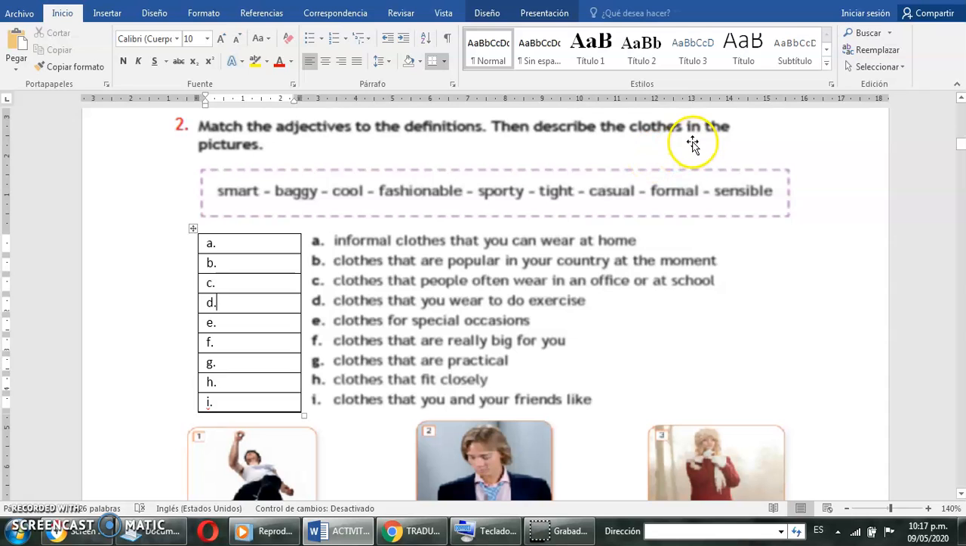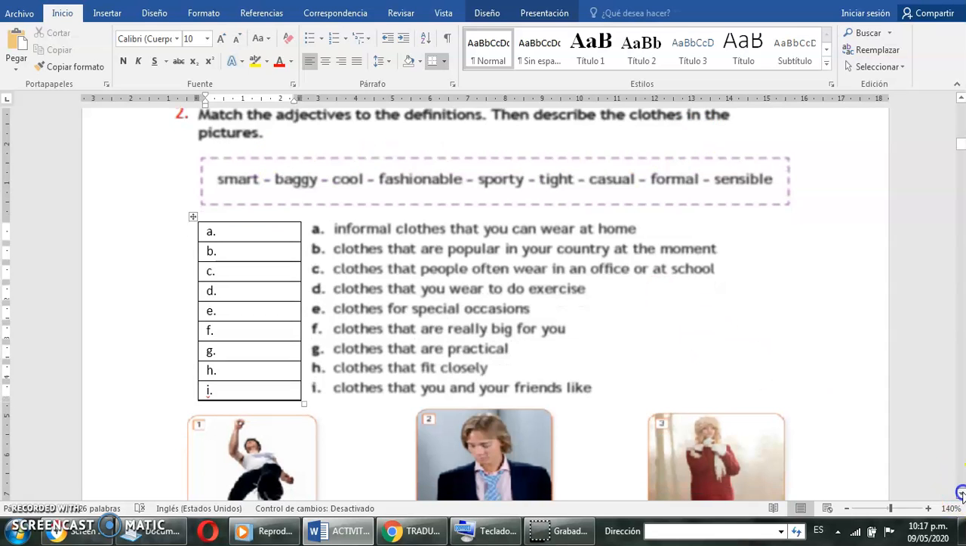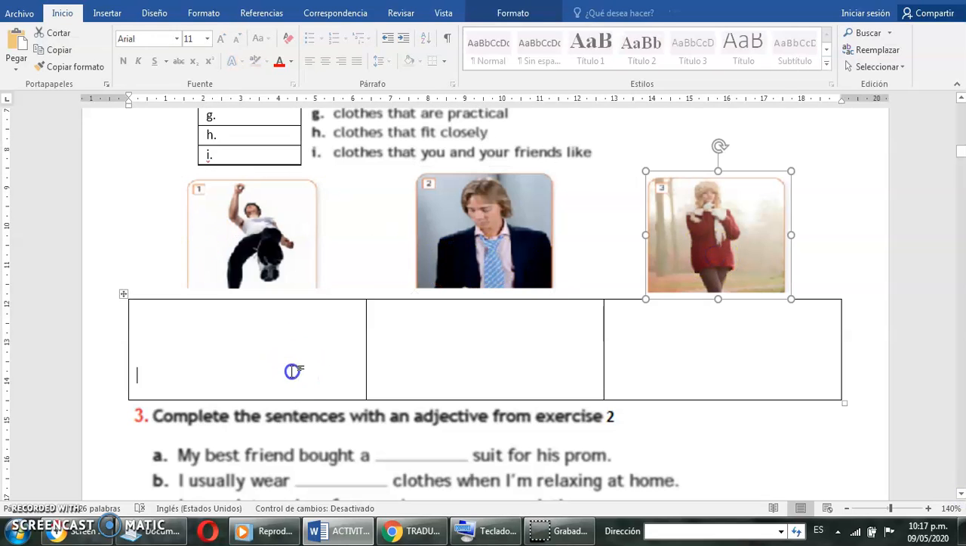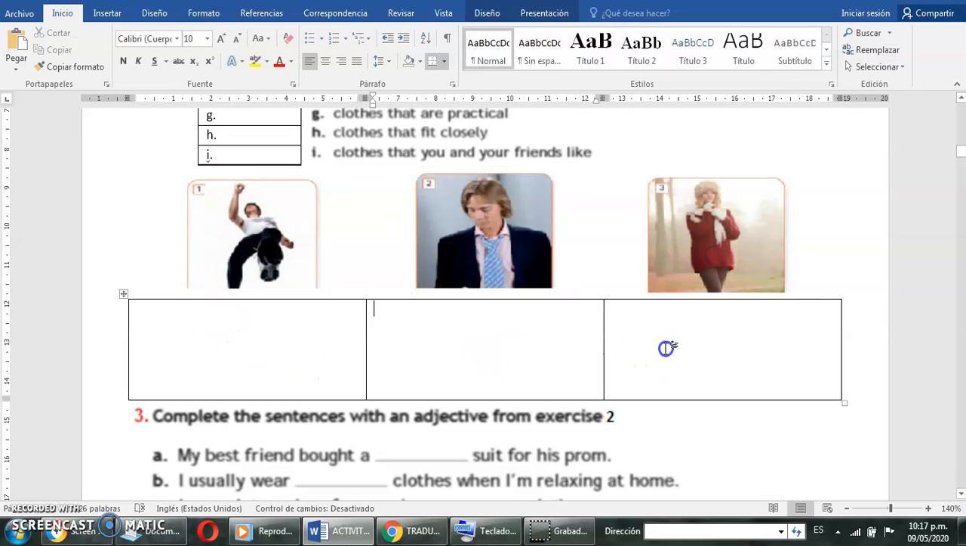Then describe the clothes in the pictures. We have three different pictures. So you have to write here in this box, you have to describe these clothes.